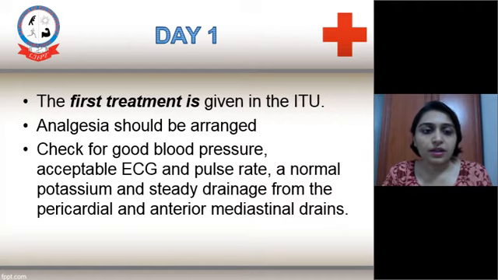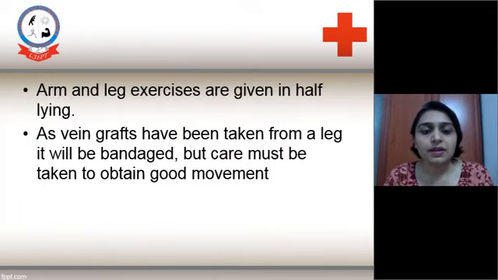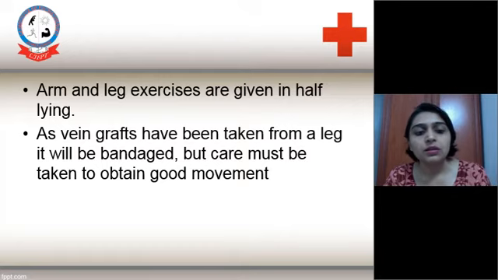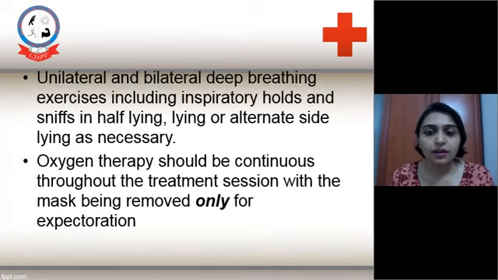We should also arrange analgesia, so that we can reduce the pain and the patient can do movement pain-free. We should check for good blood pressure, acceptable ECG and pulse rate. A normal potassium and steady drainage from the pericardial and anterior mediastinal drain should also be checked. Arm and leg exercises are given in half lying position on day 1. As vein grafts may have been taken from a leg, it will be bent, but care must be taken to obtain good movement around those areas.